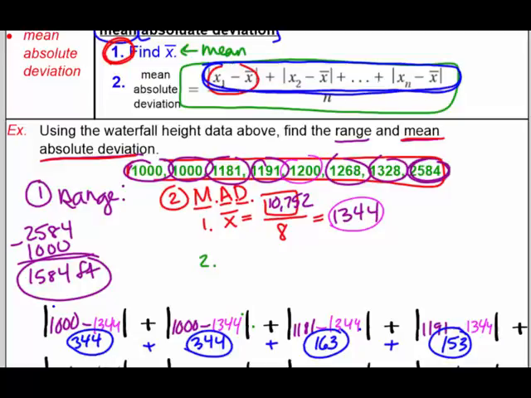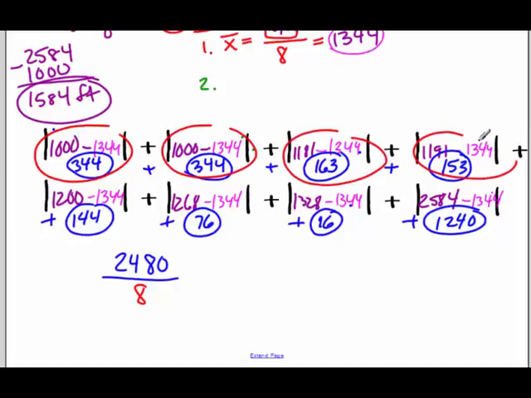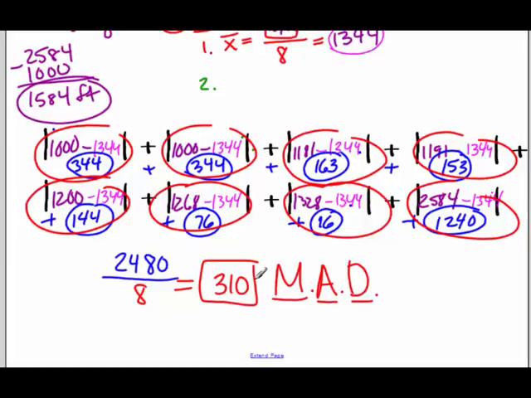Now remember, the second part to this formula is that it's actually an average. So all we did was calculate the absolute deviations, but then we have to divide by the number of values we had. So I have to take this and divide it by 8, because I have 8 numbers in my data set. There's 8 parts: 1, 2, 3, 4, 5, 6, 7, 8, and that ends up to be 310. So this MAD, mean absolute deviation, ends up to equal 310.